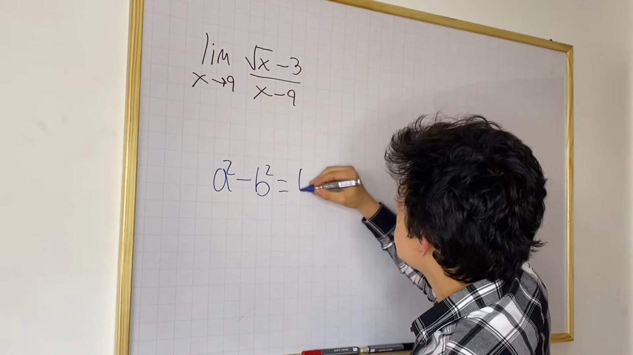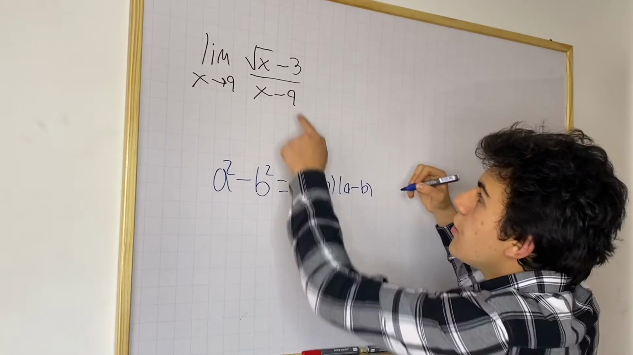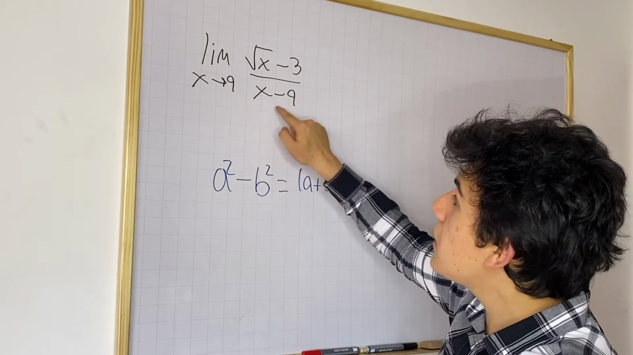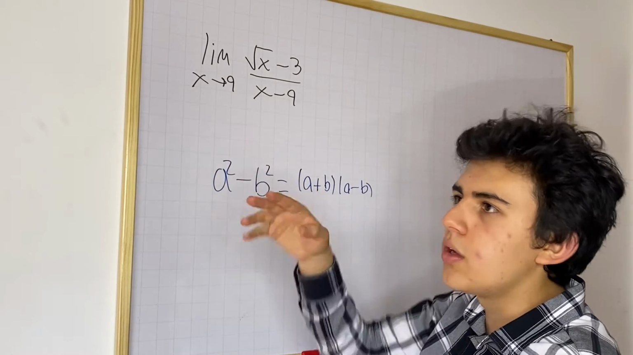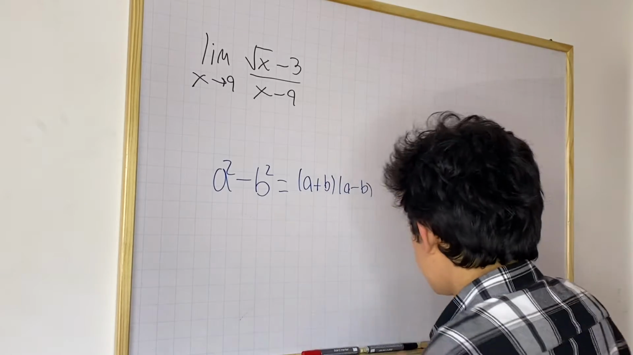So in this case, we know this would be equal to a plus b times a minus b. Now in this case, this is actually a difference of squares, because we can lower a power of 2 to something smaller than 2, but without getting to 0. Okay, so check this out.